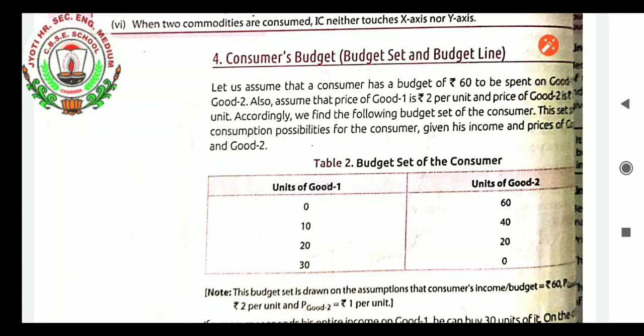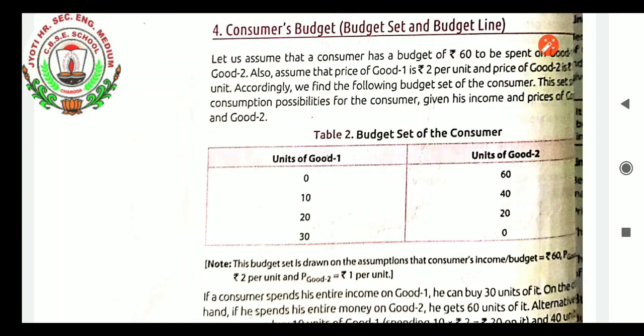Okay, the budget set of the consumer, you can see the units of good 1 and units of good 2. Good 2 is rupees 1, good 1 is rupees 2. So here we do not consume any at the first level of satisfaction. Here it is 0. So all the money, what is the income? 60 rupees. So if there are no expenses on good 1, then how much expense on good 2 can we do? 60 rupees. The whole amount we have is spent on good 2.